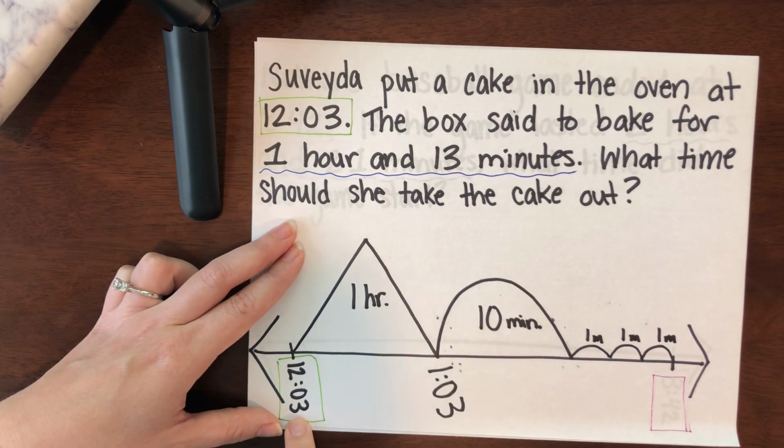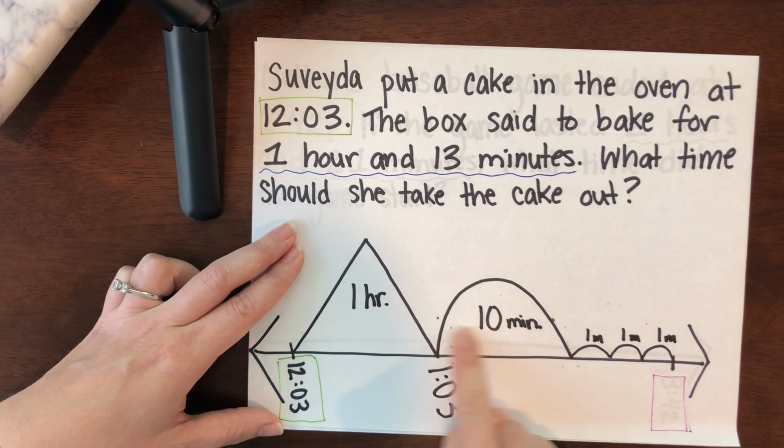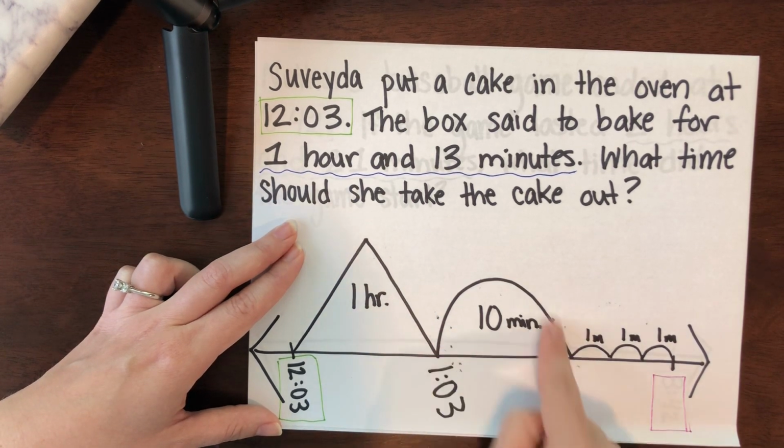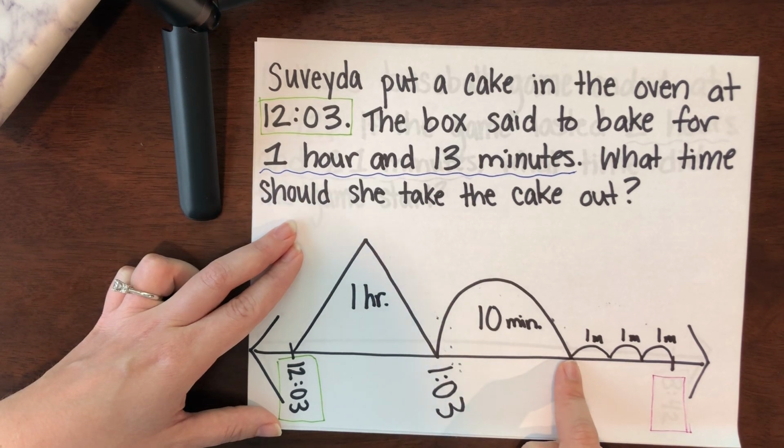So far, I have the start time, I have my elapsed time, and what I'm missing is my end time. So, one thing I forgot to do, which you guys need to do as well, is to write the times underneath the mountain, hills, and rocks. So I did it for my hour.